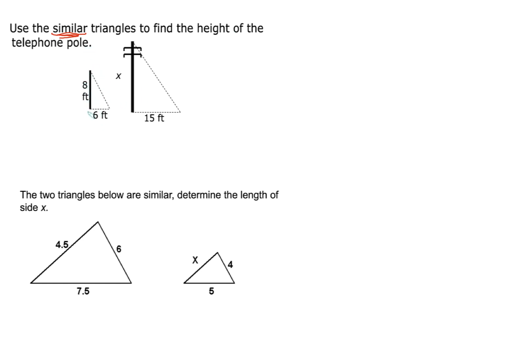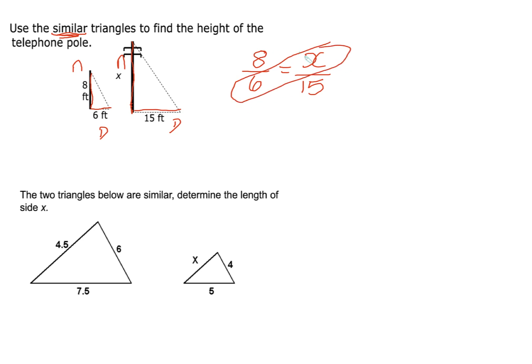Okay, so here I'm going to make my fraction. I'm going to make it 8 over 6. So I started here, that's my numerator, and the 6 was my denominator. Now when I go to the other triangle, this side here, which is my x, would be my numerator, and the 15 my denominator. So I have 8 over 6, and then over here is going to be x over 15. We're going to cross multiply.